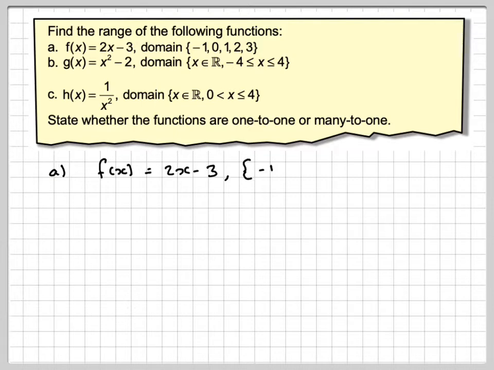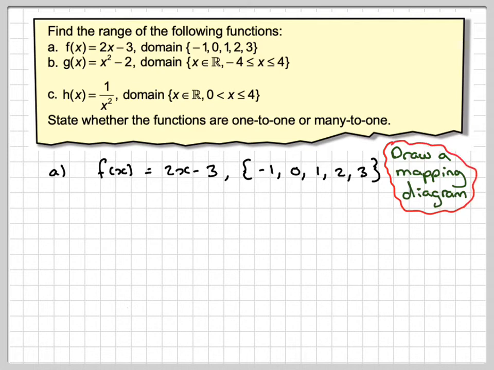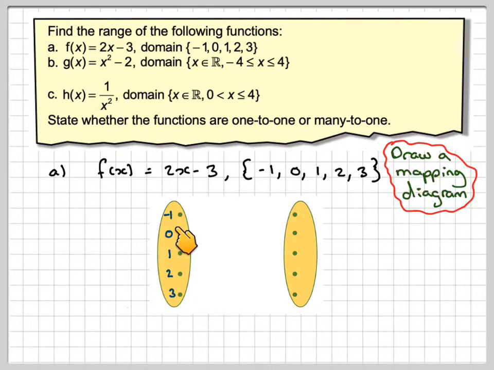Right, so if we've got f of x is equal to 2x minus 3, and here we've got a finite number of elements, we are going to draw a mapping diagram. So this bit here represents the domain. We've got minus 1, 0, 1, 2, 3, the numbers we got from here. If we substitute minus 1 into here, we get 2 times minus 1, minus 3, which is minus 5.